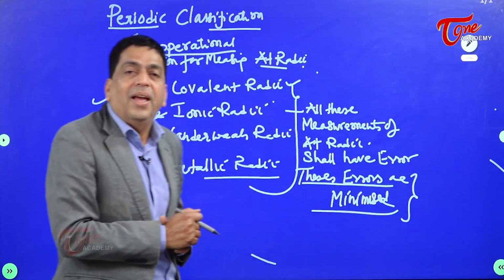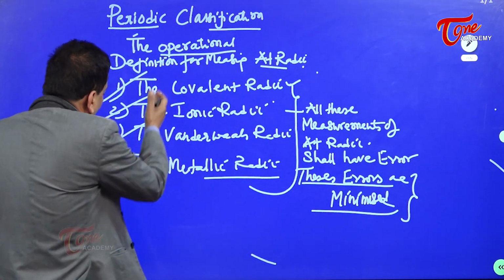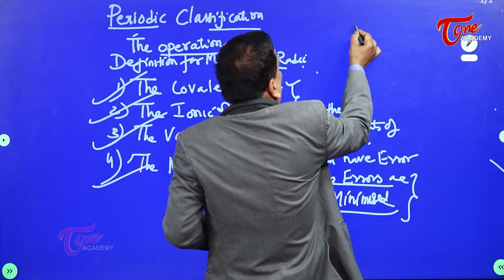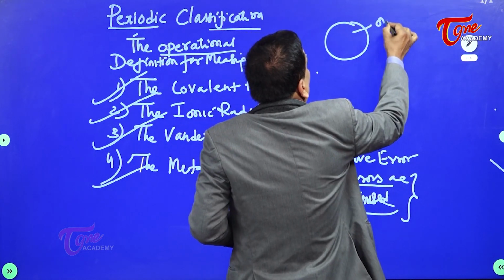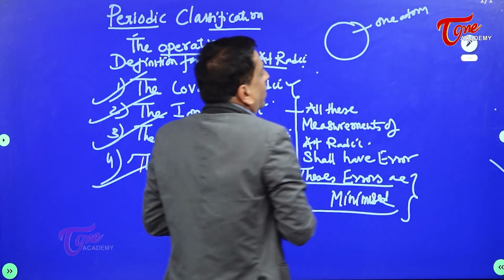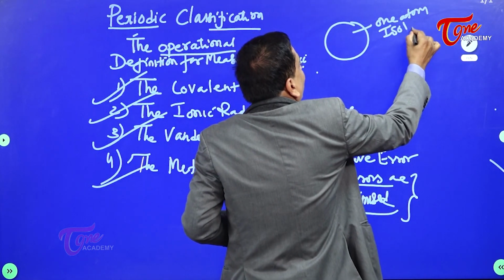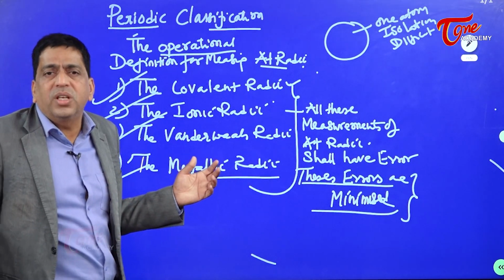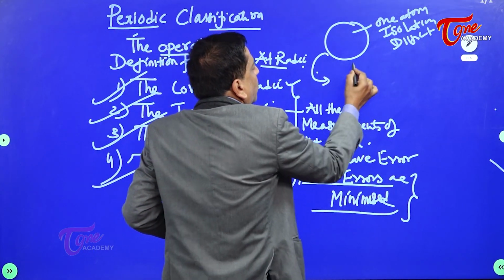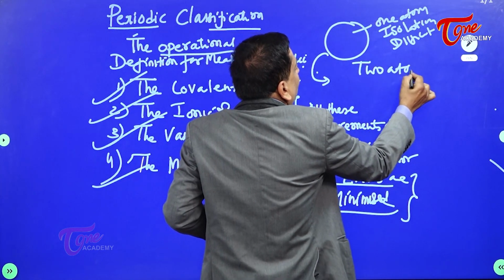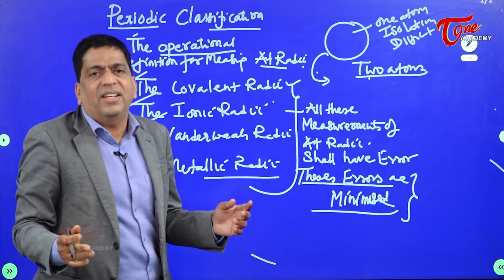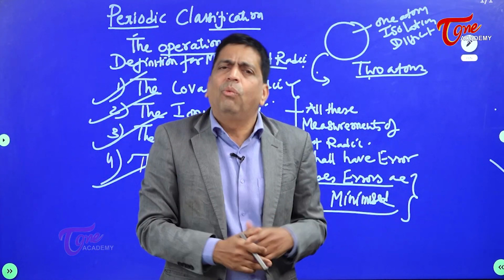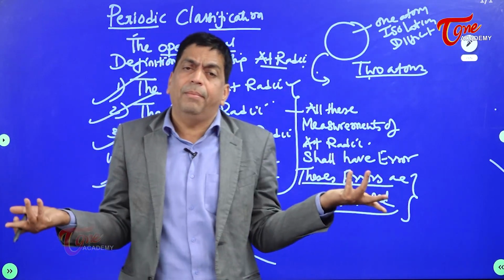Well, I would like to say there is a basis for even proposing the four operational definitions. If you take one atom, its isolation is difficult. Then the proposal was to take two atoms. If you take one atom, you will have zero error; if you take two atoms, then the error is induced. What to do? You can't isolate one atom. It's not possible.